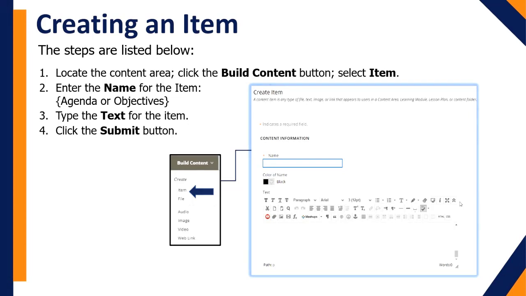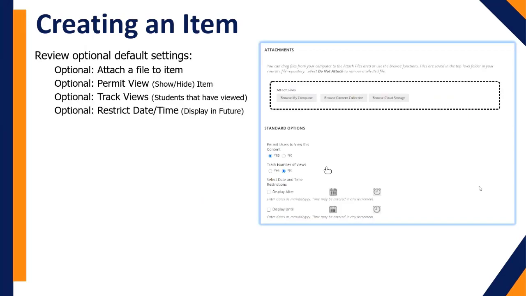In addition, there are some default settings that you may or may not want to change. You can add a file to the agenda or any item that you type, or you can permit users to view it. I believe the default is no. I must have changed mine to yes. You can track the number of views. The default is no. Or you can hide the content item for another date, to display it in the future.